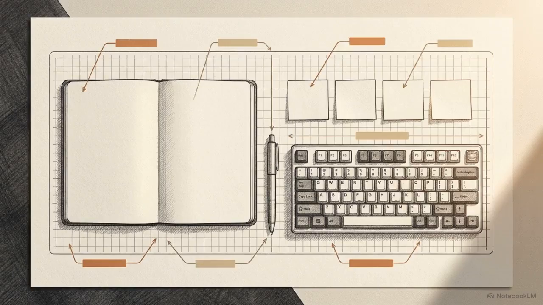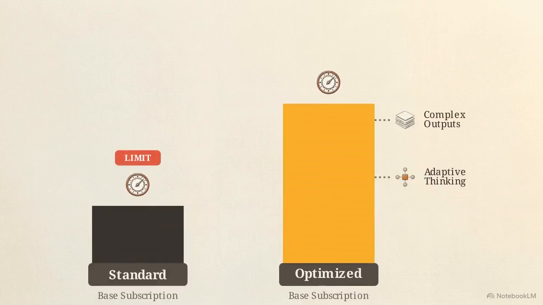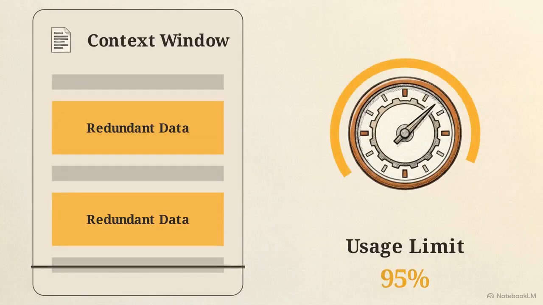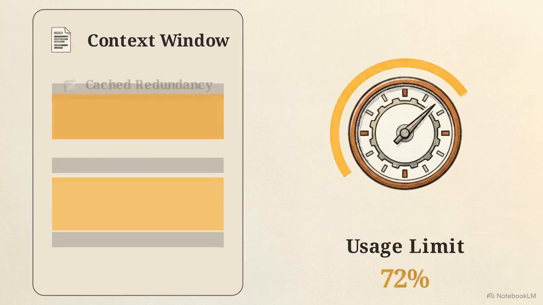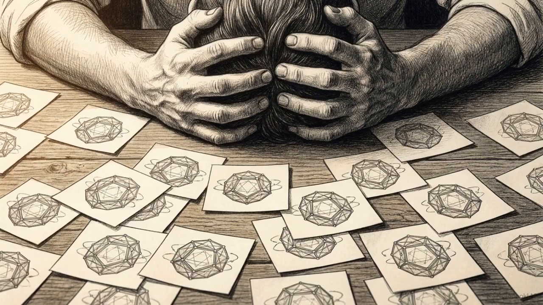core. By combining this native efficiency with a few specific workspace configurations, the same subscription can support a significantly higher volume of complex work. Usage limits are determined by how often the model is forced to process redundant data. Reducing that redundancy creates more room for actual output. The first step addresses the invisible drain on your tokens, repeating yourself.